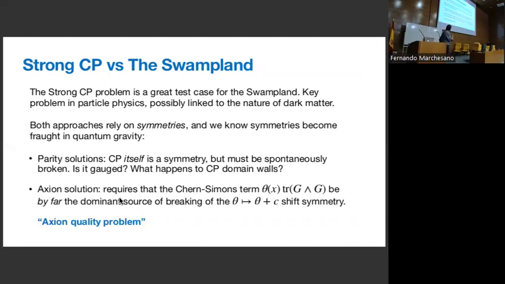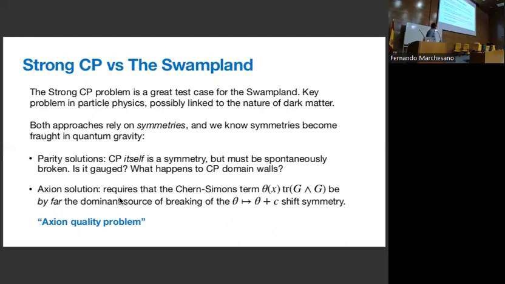And the first class of solutions I mentioned, the parity solutions like Nelson-Barr, CP itself is a symmetry, and we should ask, what does it really mean? In particular, it's a symmetry that's spontaneously broken. What happens to the domain walls? That's going to be the first part of my talk.